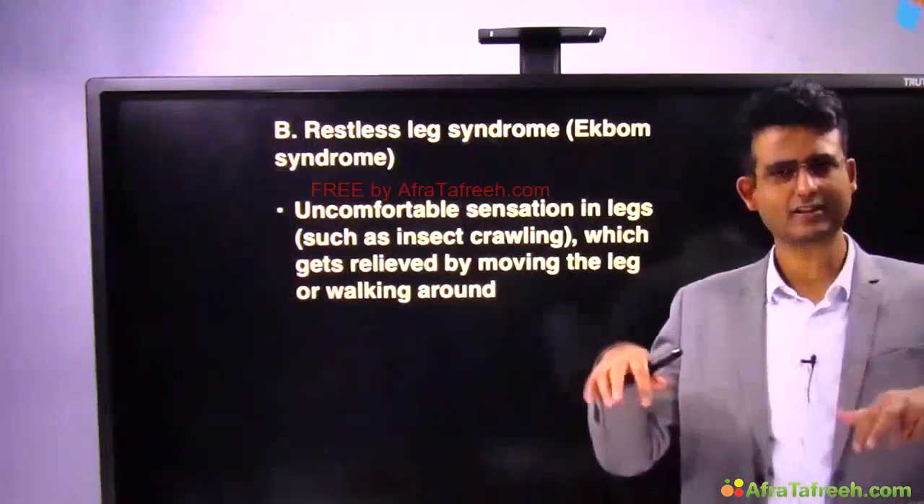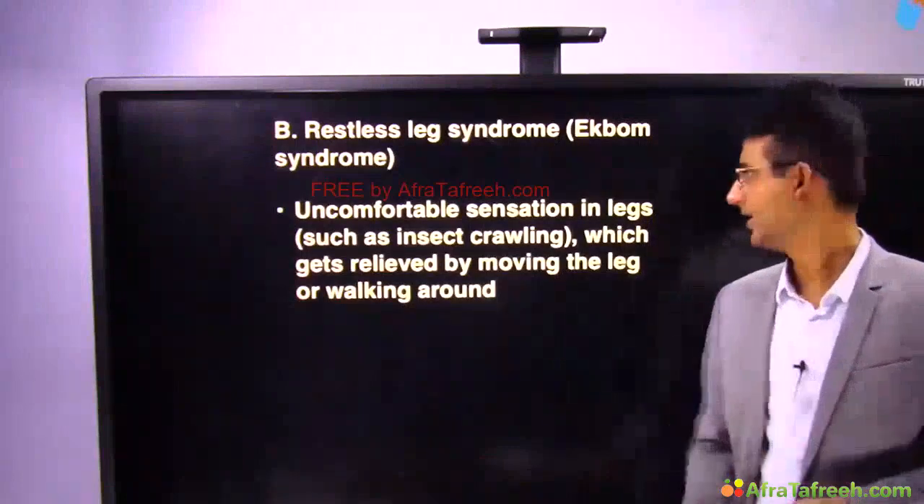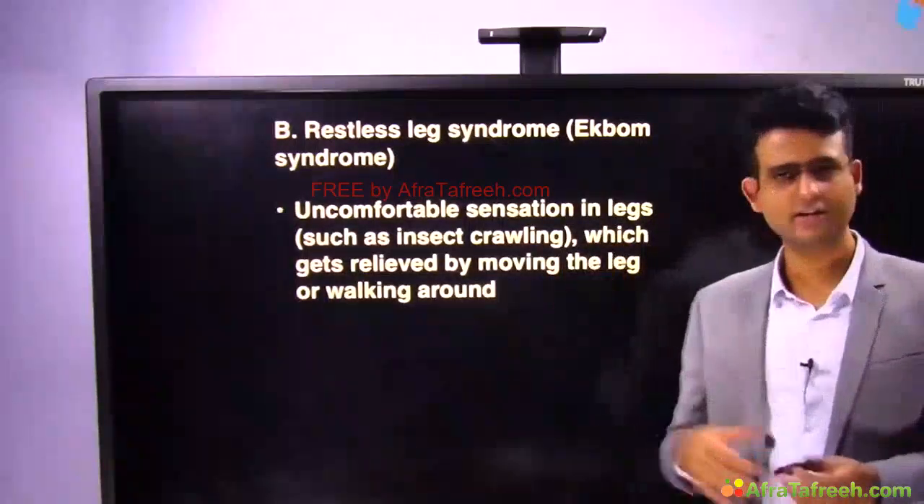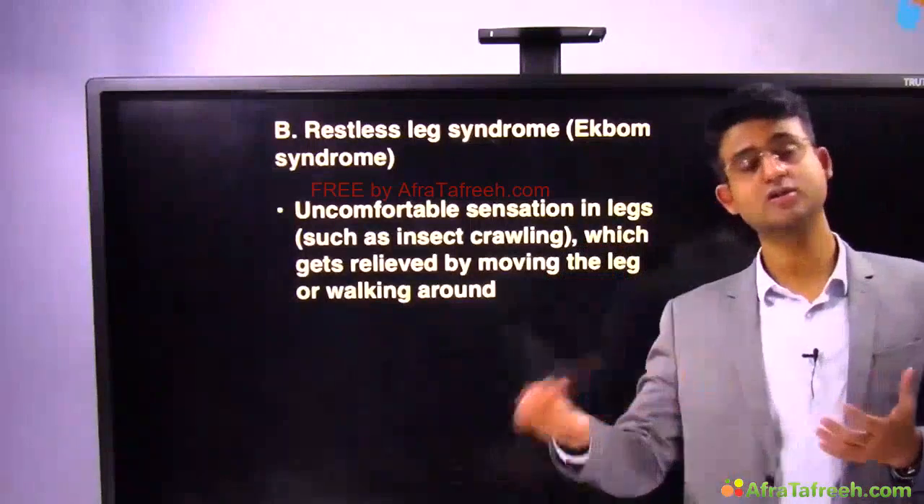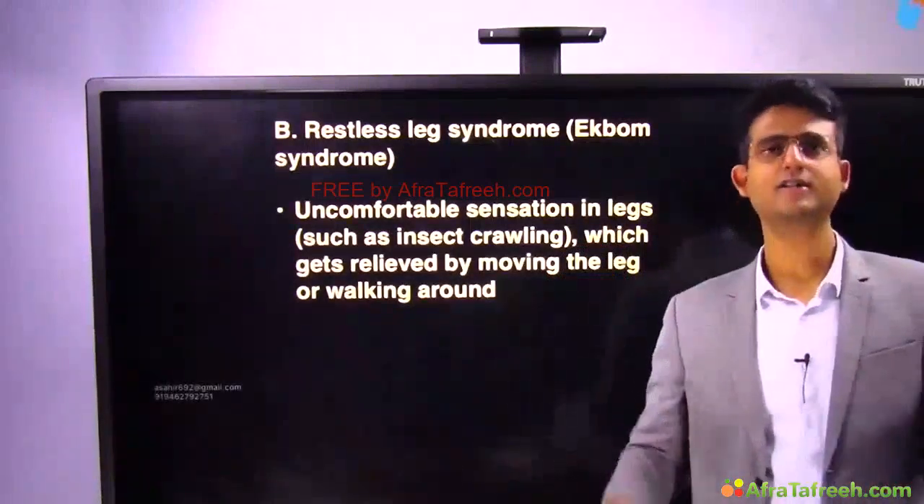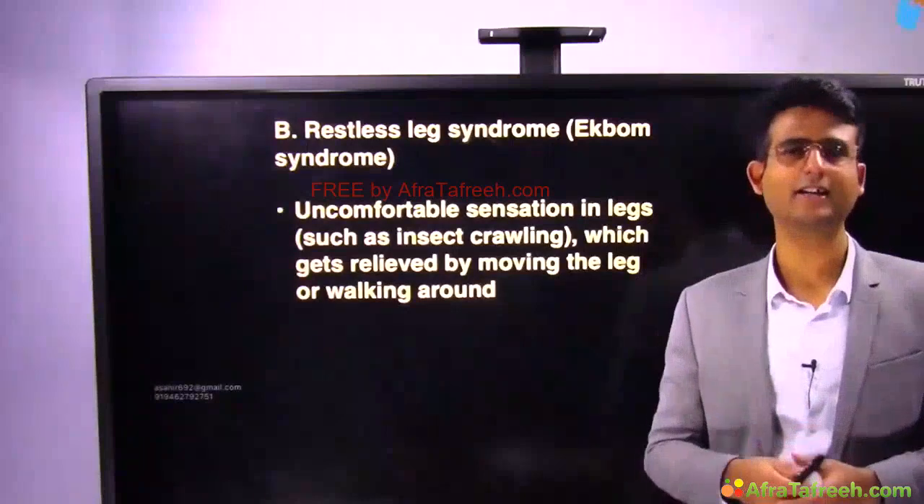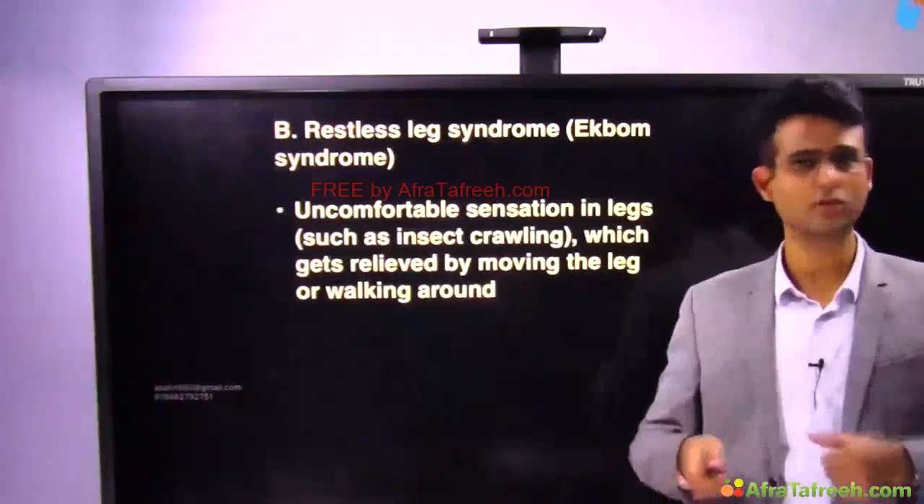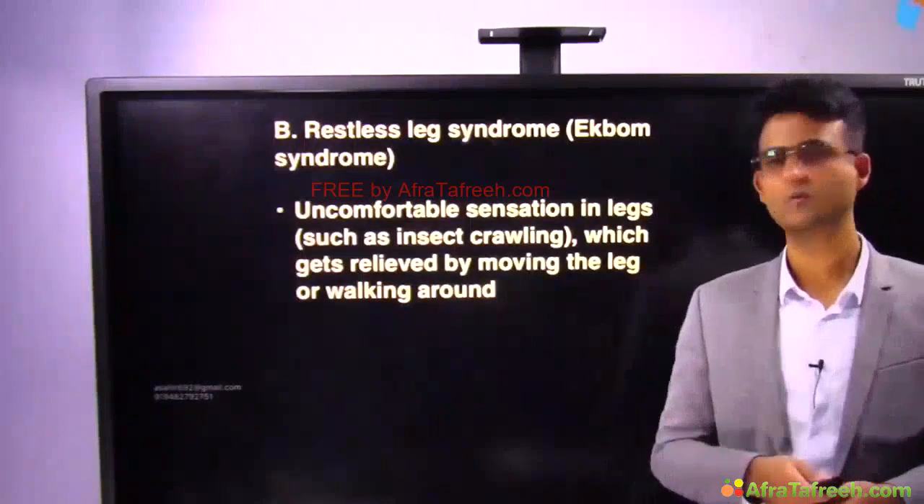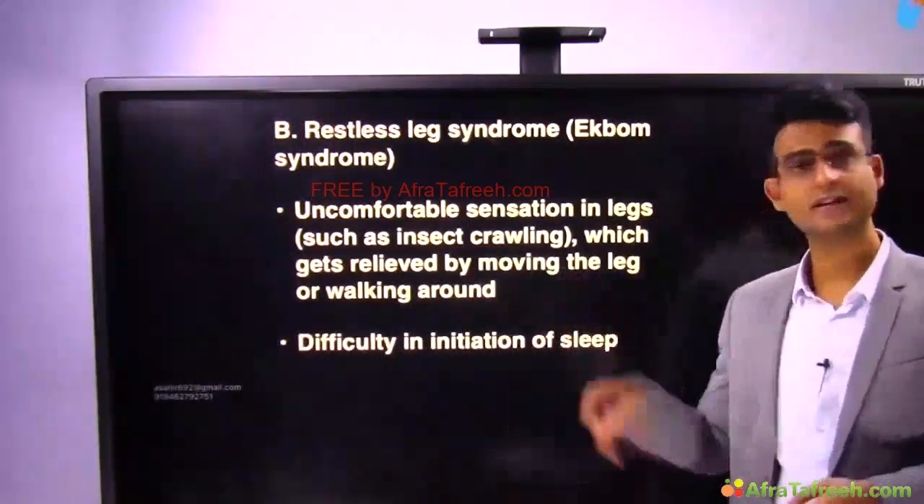He feels as if there are insects crawling on the leg. And this feeling is relieved when he moves the leg or he walks around. So the moment he wants to go to sleep, he lies down on the bed, all these sensations start happening. And that is why there is difficulty in the onset of sleep. The person keeps on moving the legs or keeps on roaming around. So difficulty in the initiation of sleep.